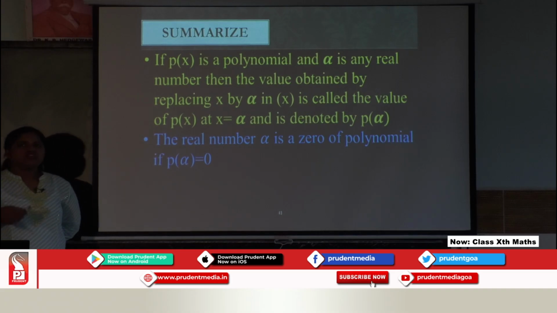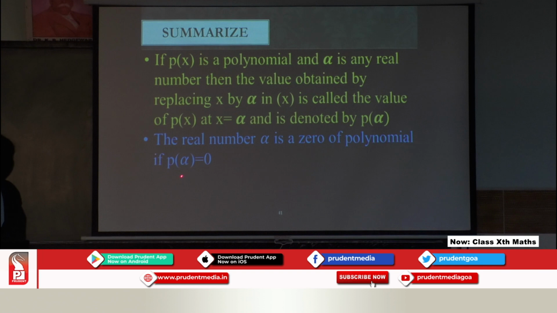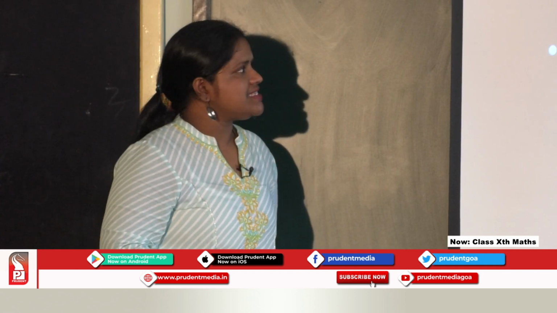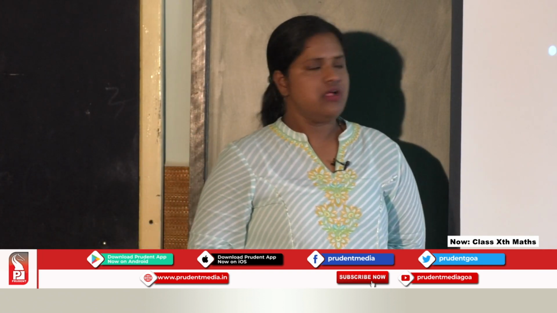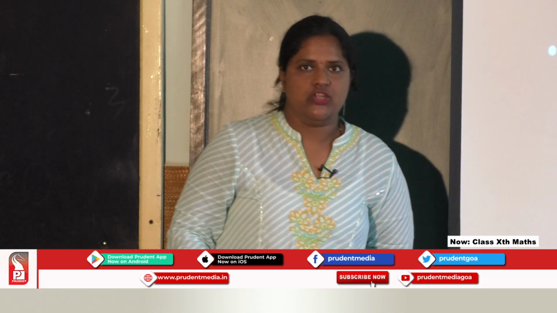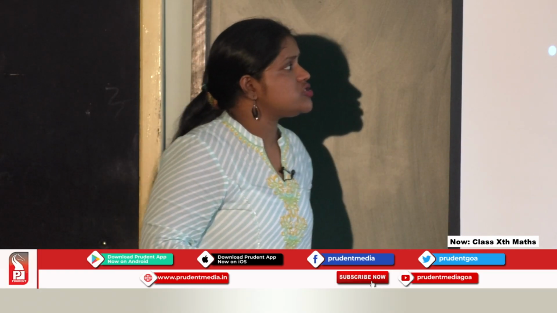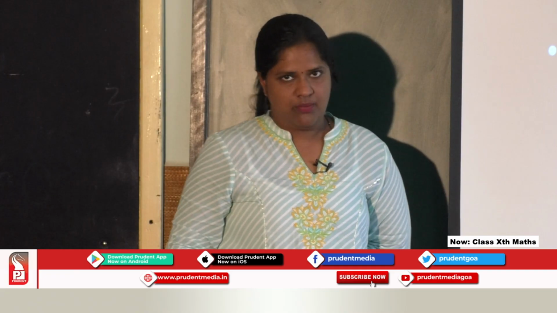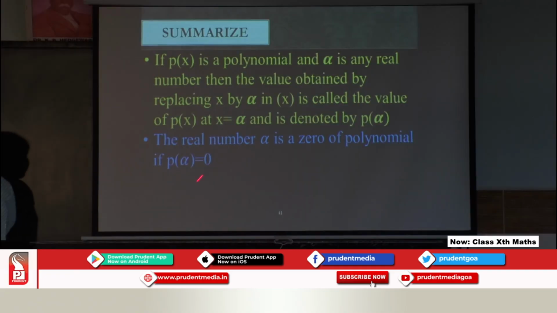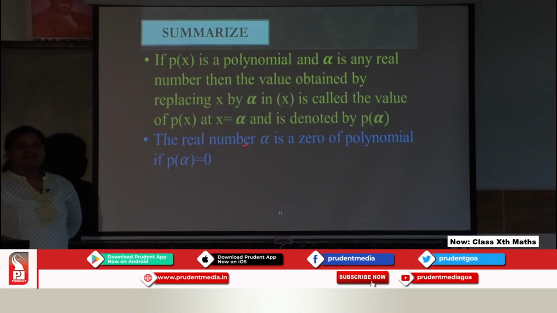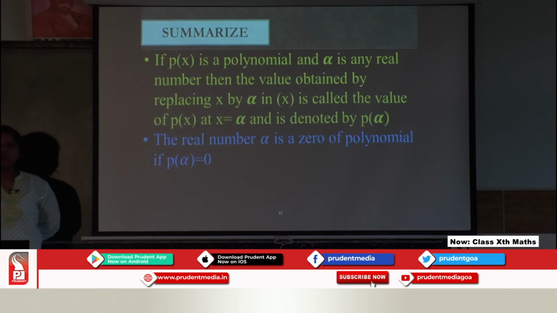But one condition I stressed upon is that after substituting alpha, if the final answer turns out to be 0, then what do we call that alpha? Then that alpha will be called a zero of the polynomial or root of the polynomial, or it can also be called a factor of the polynomial. So, p of alpha is 0 implies that alpha is the zero of the polynomial. So, this we have learned.